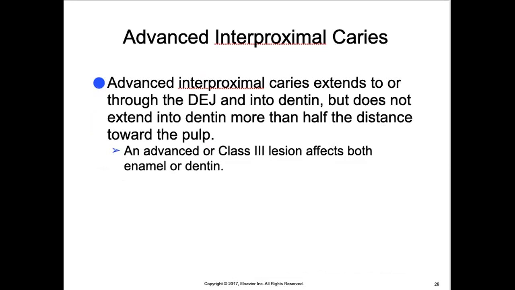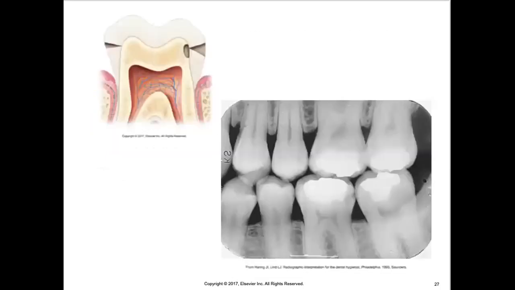Advanced interproximal caries extends to or through the DEJ and into the dentin, but does not extend into the dentin more than half the distance toward the pulp. It is considered an advanced or class 3 lesion, which affects both the enamel and the dentin. An example of that is here, where we have a carious lesion that has gone all the way through the enamel, and about halfway or less than halfway through the dentin.